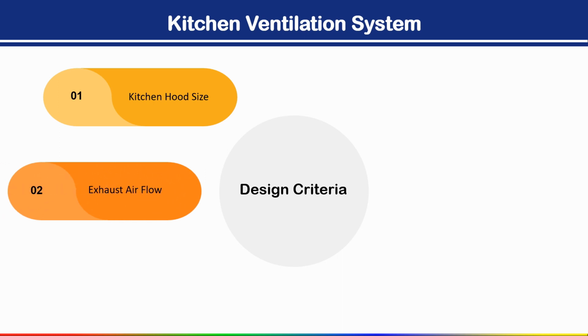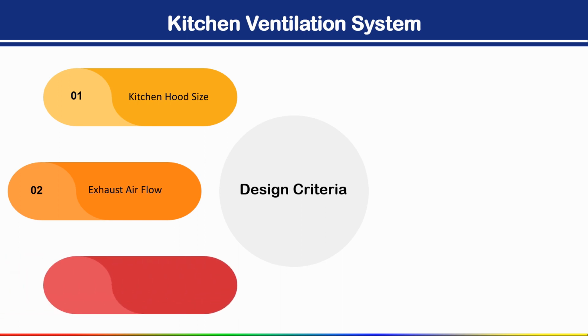Second, we have to find out the exhaust airflow rate in CFM, in imperial unit. Always we have to work in imperial unit only. Imperial means we have to work in feet and inches. So we have to find out the exhaust airflow rate. How to find out the exhaust airflow rate? For that we have a formula.